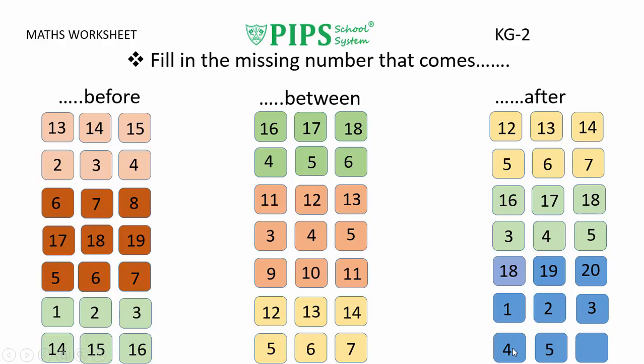KG2 students, let us find the number which comes after 5. Start counting from 1. 1, 2, 3, 4, 5, 6. 6 comes after 5. Now we will write the number 6 in the empty box like this. KG2 students, read with me. 4, 5 and 6.